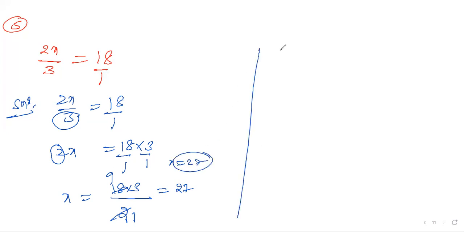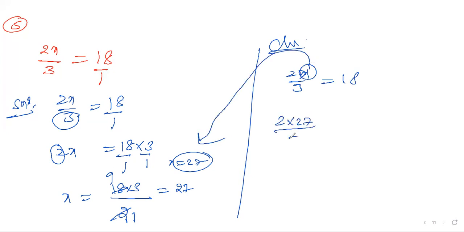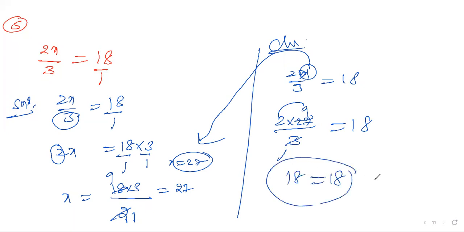If you want to check, the check is also available. So 2x by 3 is equal to 18. Is it correct or not? Instead of x, you substitute your value, 27. So 2 into 27 by 3. Is it getting 18 or not? You can check it out. 3 nines are 27, 9 twos are 18. So 18 is equal to 18. Your answer is finished. Clear. There is no doubt at all.